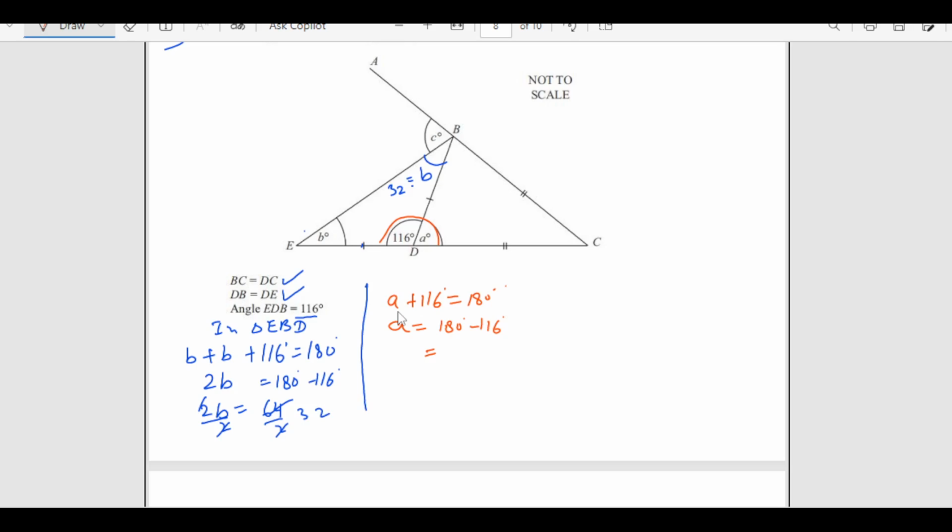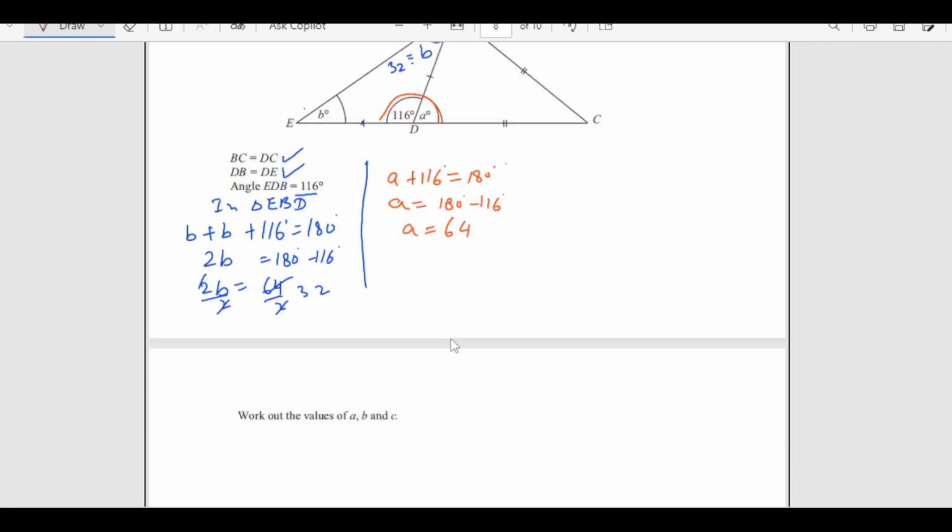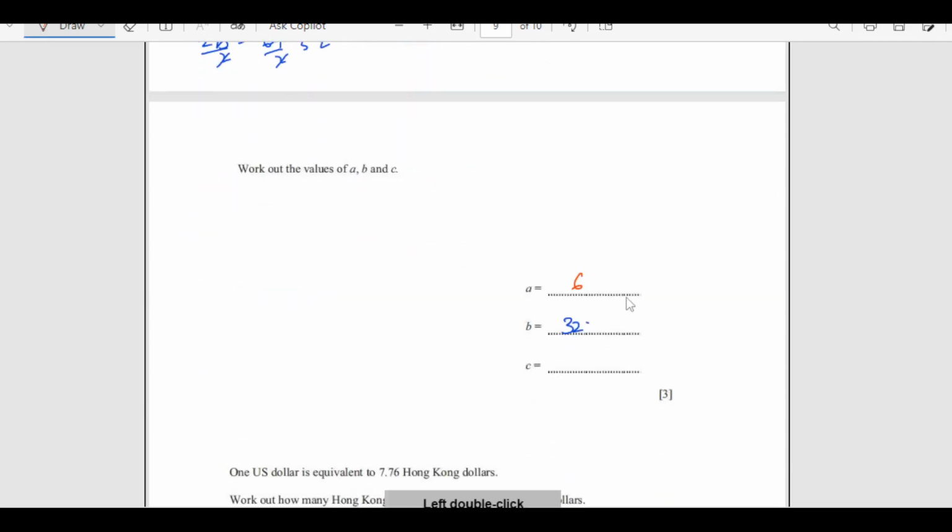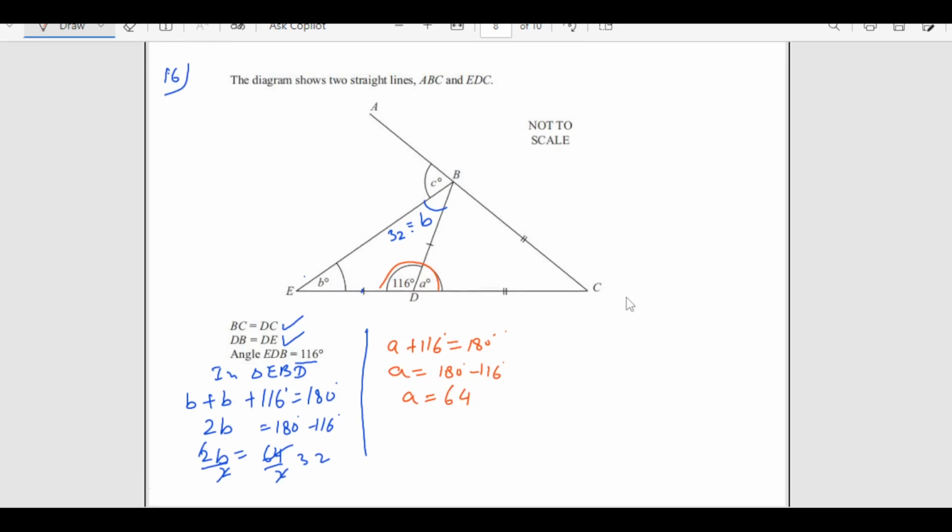This is 64. So A we got as 64. So we will write down A as 64. Now we are left with only C angle. So this is 64, right? So this is angle opposite to this side, which is equal. Now this is also going to be 64, because this is angle opposite to the equal side.